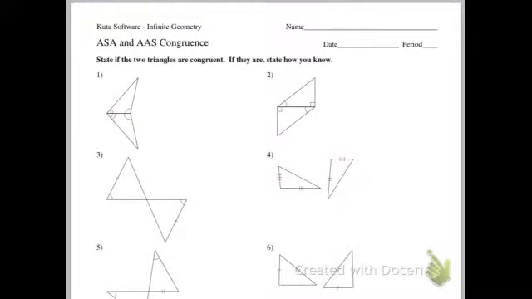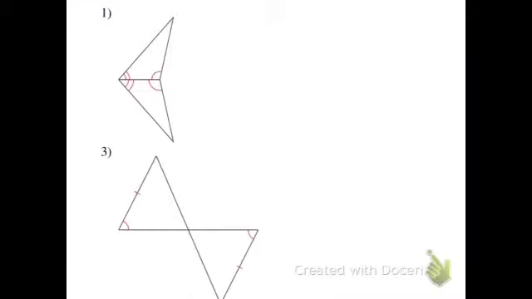Alright, time for the video on the angle side angle and angle angle side congruence paper here. On a lot of these, like on the first one, you're supposed to state if the two triangles are congruent. If they are, how you know. We're gonna be using these two congruence theorems, and here's gonna be an example.